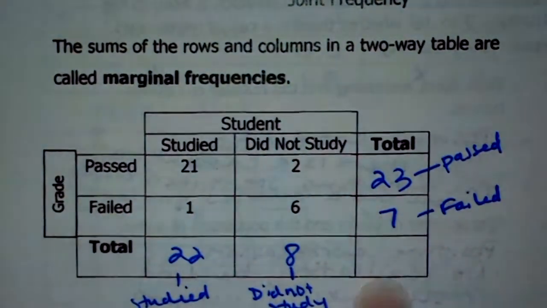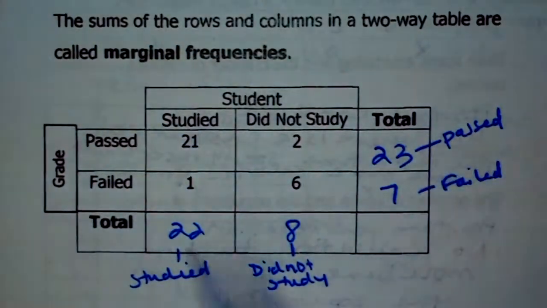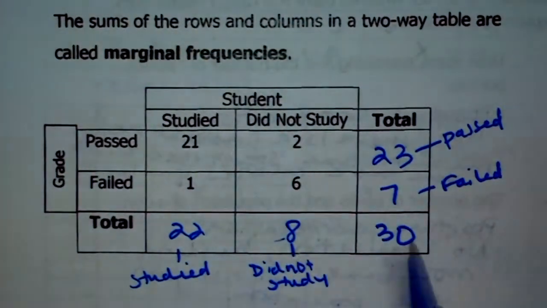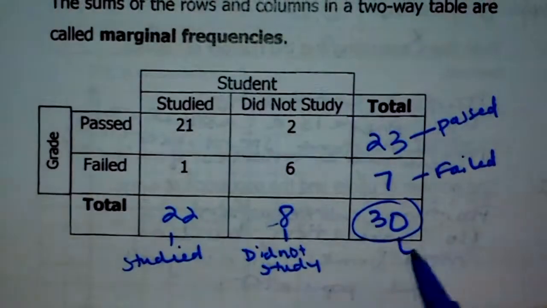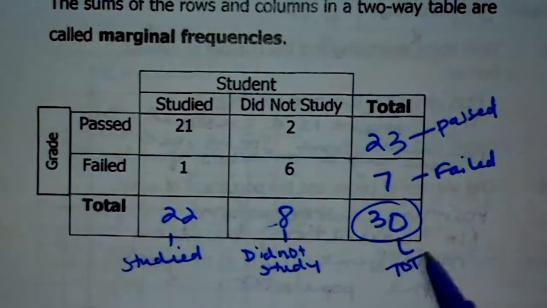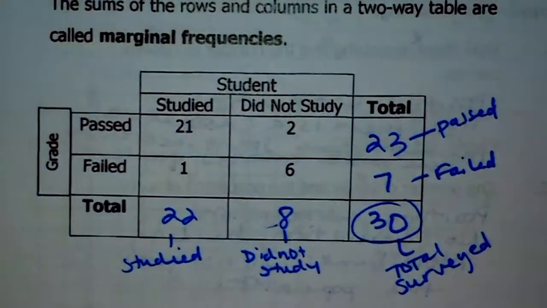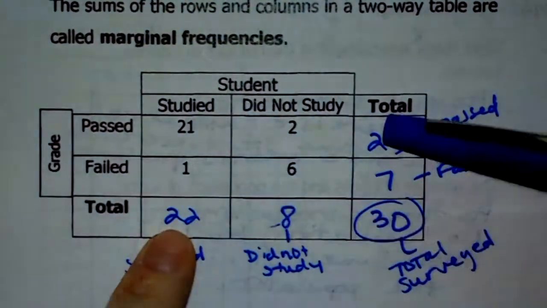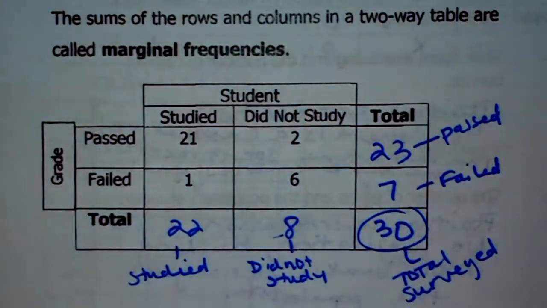Now right here, if you've done everything correctly, when you add up this column and this row, you should get the same amount. So 23 plus 7 is 30. 22 plus 8 is 30. Yes, those should match because this right here gives you the total that were surveyed. So the 30 people in the class were surveyed. This is all of their data. So these are marginal frequencies. The 21, 1, 2, 6, those are called joint frequencies.